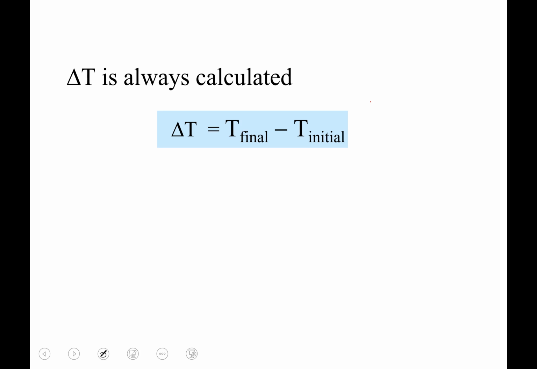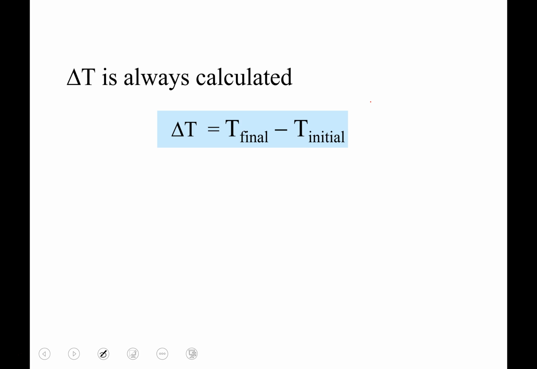Not just with delta T's, but delta anything, it's always final minus initial. Final temperature minus initial temperature. And we write that with a little subscript: temperature subscript final, temperature subscript initial. So what if your sample's heating up? What if final is greater than initial? What will delta T be, positive or negative? Positive, yep. If your final is higher, yep.